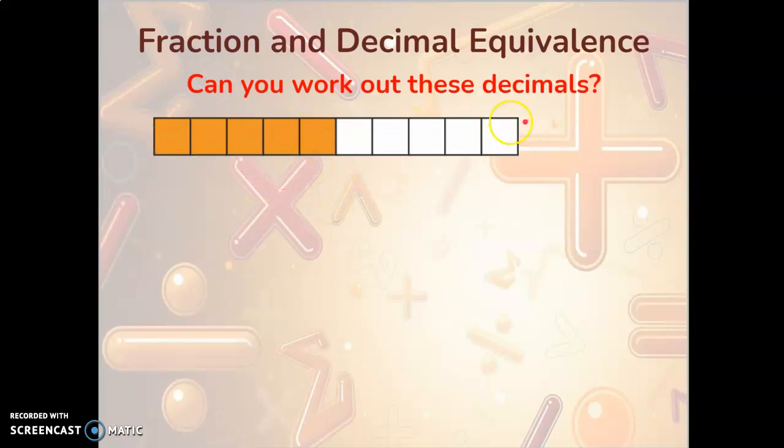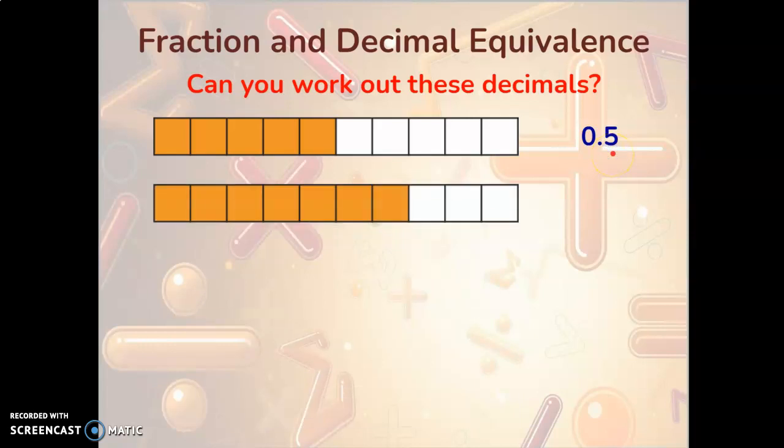You have 10 right here. Do you remember your tenths place in decimals? It would be 5 tenths. So 5 out of 10, or 5 over 10 in fraction form, is also equal to 0.5. What about this one? Count how many squares. 1, 2, 3, 4, 5, 6, 7 out of 10 squares.